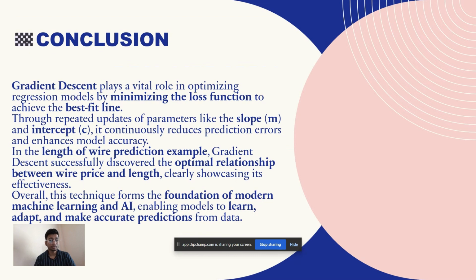Conclusion: Gradient descent plays a vital role in optimizing regression models by minimizing the loss function to achieve the best fit line. Through repeated updates of parameters like slope m and intercept c, it continuously reduces prediction errors and enhances model accuracy. In the length of wire prediction example, gradient descent successfully discovered the optimal relationship between wire price and length, clearly showcasing its effectiveness. Overall, this technique forms the foundation of modern machine learning and AI, enabling models to learn, adapt, and make accurate predictions from the data.